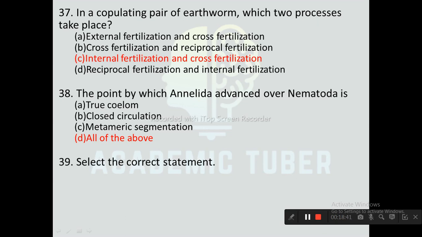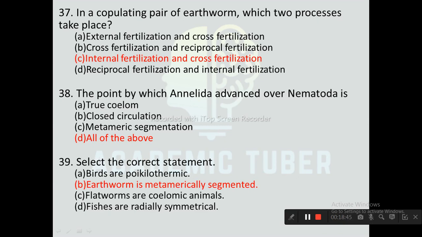Next one, select the correct statement, and the options are bats are poikilothermic, earthworm is metamerically segmented, flatworms are coelomic animals, and next one is fishes are radially symmetrical. And the correct option is option second, that is earthworm is metamerically segmented. These earthworms are annelids and they are metamerically segmented.